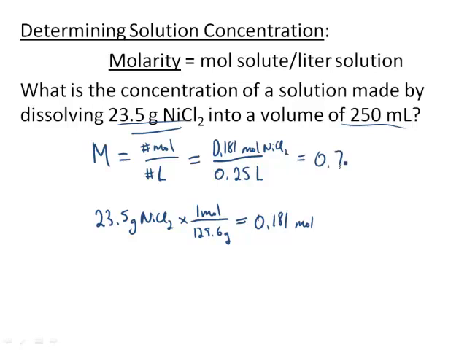0.725. You can say capital M, but that's the same as saying 0.725 moles per liter. So that's the concentration of that solution. If you know the moles and you know the liters, you're there.